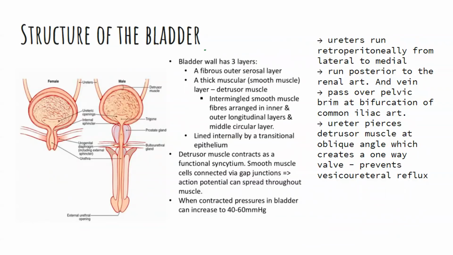Just going to the ureters, again, they're retroperitoneal, and they're the only thing that runs from lateral to medial. That's quite easy if you're looking at a cadaver and want to see which structure is the ureter. They run posterior to your renal artery and your renal vein. Lastly, the ureter pierces the detrusor muscle so that it enters obliquely, so that when the bladder contracts, it also squeezes the tip of the ureter, and that prevents urine from going backwards.